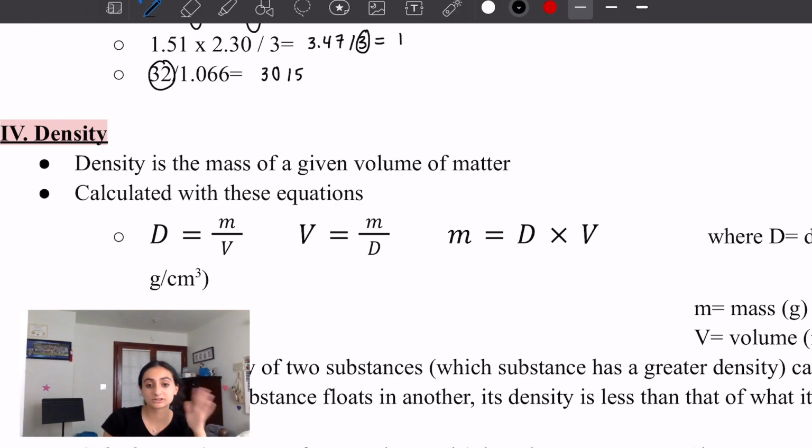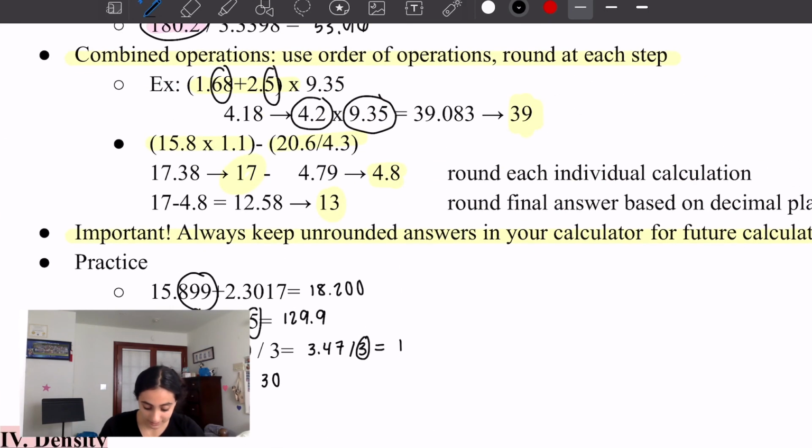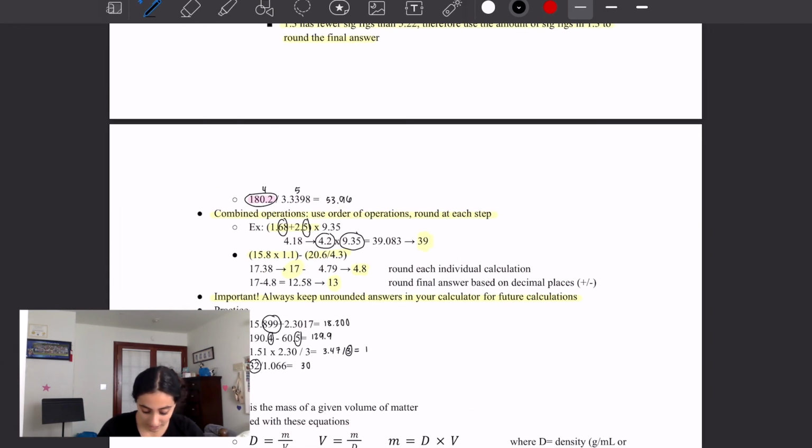If you have an answer like way up in your calculator, you can just use your arrow keys, go up to the answer you want, and then press enter and apply your calculation that way. But you always want to keep unrounded versions in your calculator. So yeah, that is how you do combined operations with sig figs, and that concludes our second video.